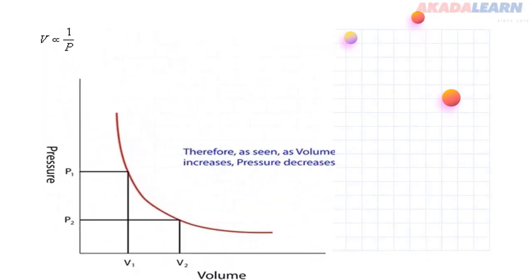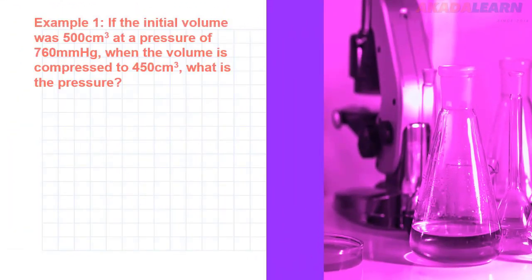So here now you can see a graphical representation of Boyle's Law, that is volume being inversely proportional to pressure. So a quick example now. Example 1. If the initial volume was 500 cm cubed at a pressure of 760 mm mercury, when the volume is compressed to 450 cm cubed, what is the pressure?